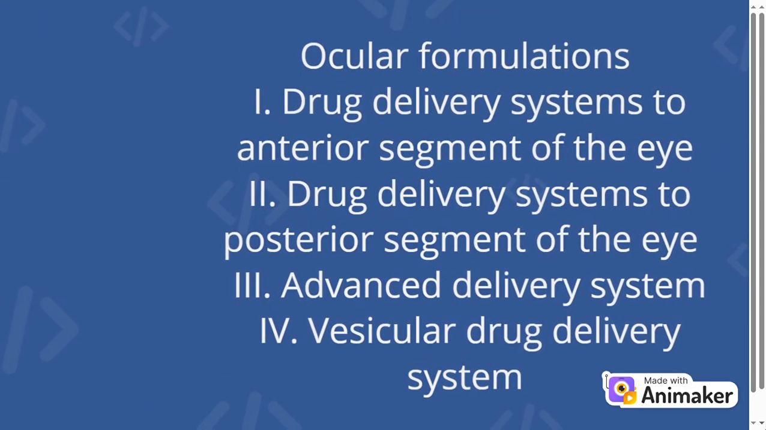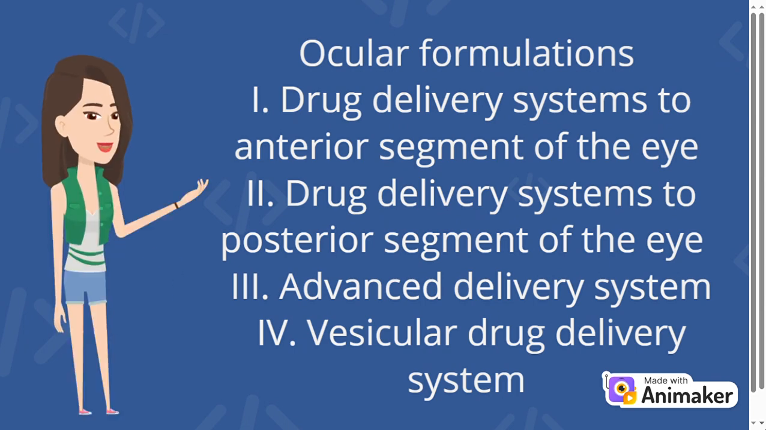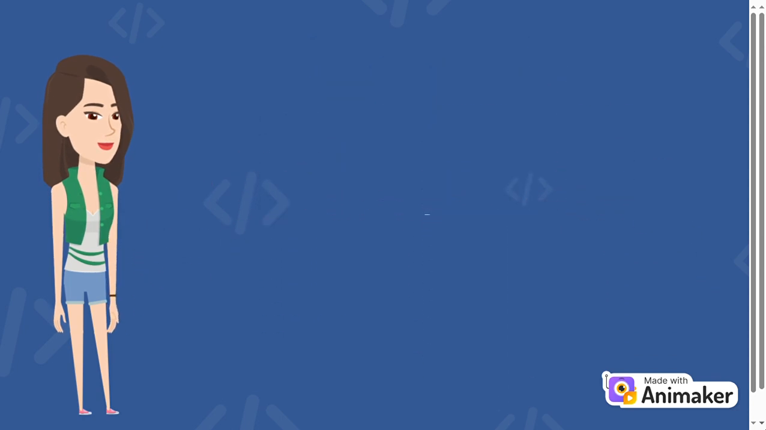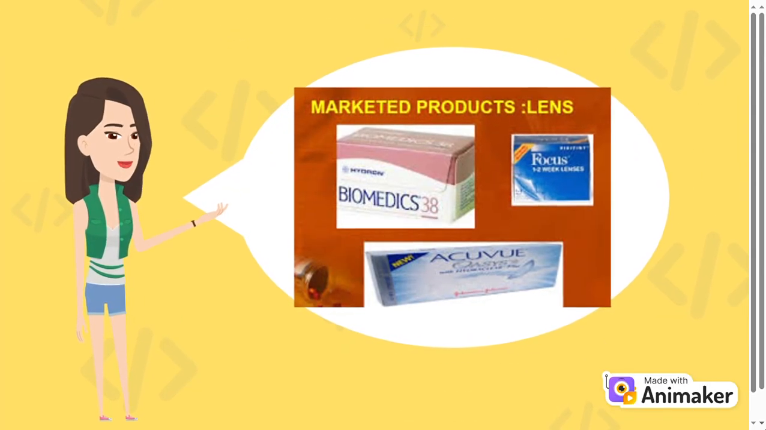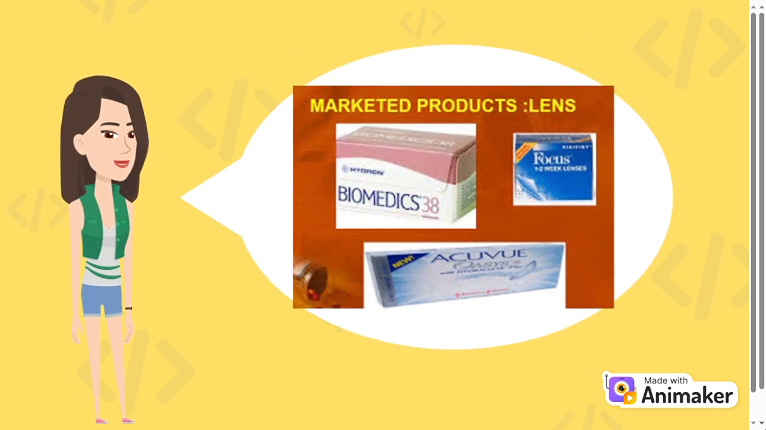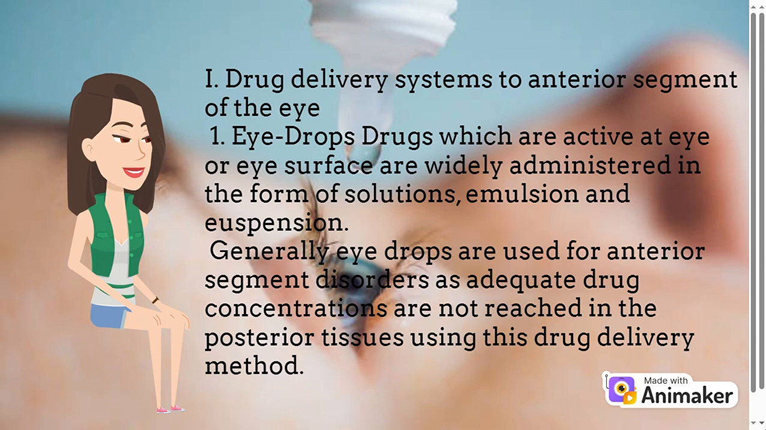Ocular formulations. 1. Eye drug delivery systems to the anterior segment of the eye. 2. Drug delivery systems to the posterior segment of the eye. 3. Advanced delivery systems. 4. Vesicular drug delivery systems. Examples of ocular formulations: Biomedics 38, Acuvue, Catianorm. Eye drug delivery systems to the anterior segment of the eye.